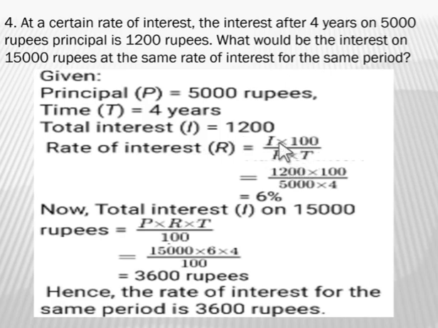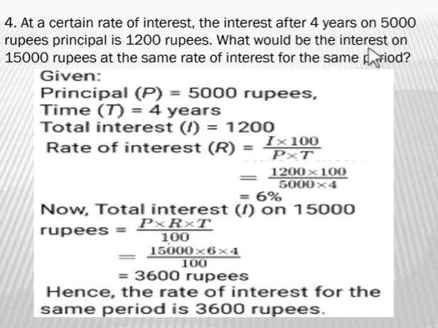Now put the values of I, P and T. Here I is 1200, P is 5000 and T is 4 years. Now cancel the zeros from numerator and denominator and solve it. You will get the answer as 6. Hence the rate of interest is 6% per annum. Now here we have completed with the first part of the example. Now let us see the second part.